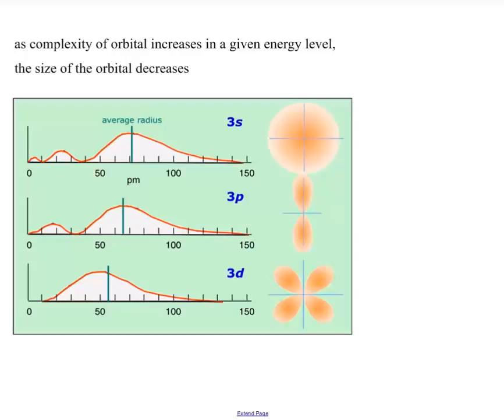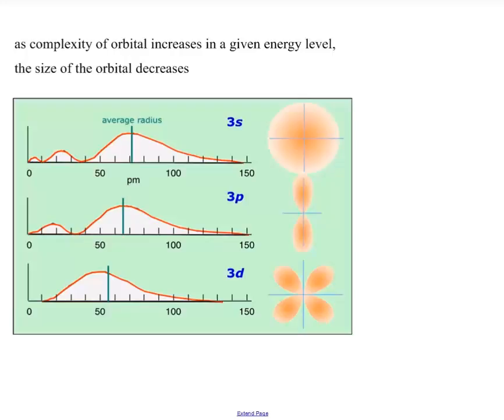Okay, if we take a look at the third energy level, what we're going to see is the complexity of the orbital increases. So as we go from an s orbital to a p orbital to a d orbital, the size of the orbital actually decreases. So in our diagram here, the top row, we've got the s orbital. So we've got the probability diagram for it, and that vertical line tells us the average radius of the s orbital. If we look at the p orbital, it's more complex, and that average radius for the electrons in the p orbital is to the left of where it was for the s orbital. So that means that the p orbitals, the electrons, actually exist in a smaller radius.